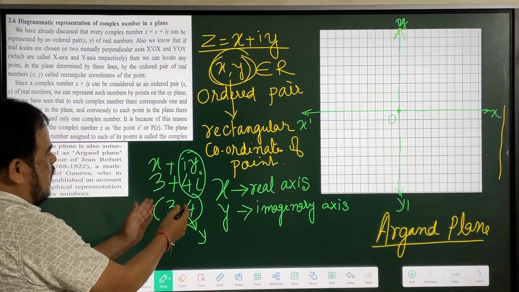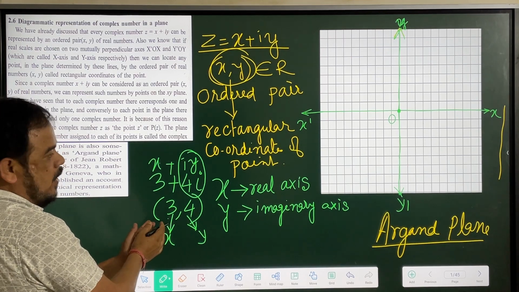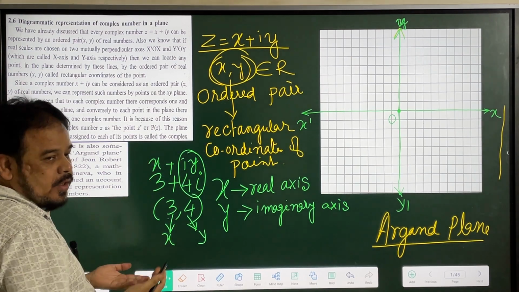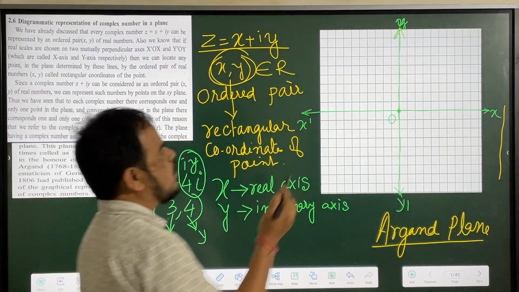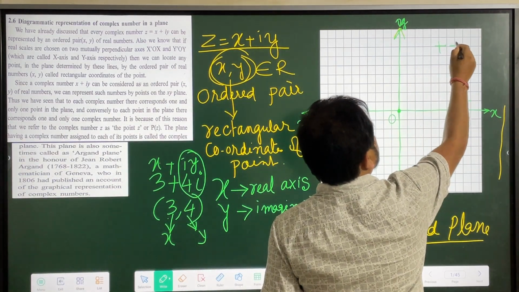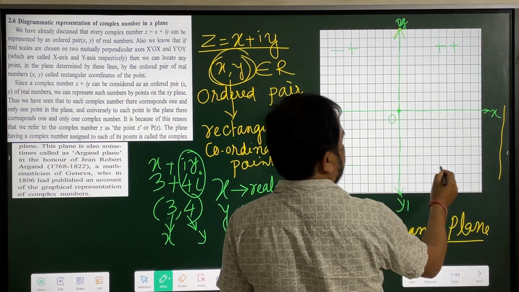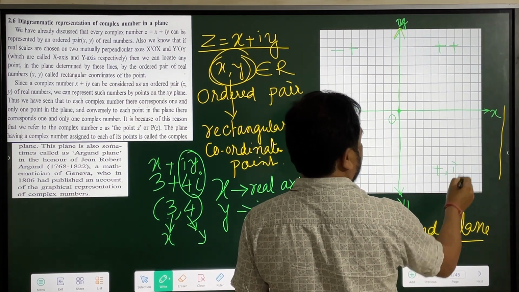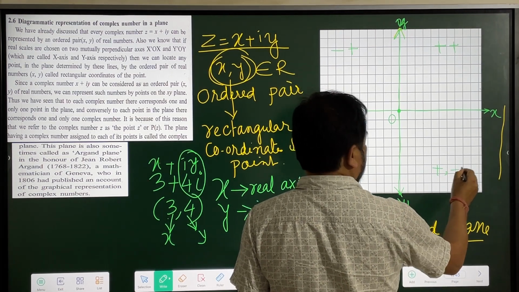So from the complex number, whenever we get an ordered pair, that can be plotted, which we know already. Graphical representation of any point we know, because the first quadrant is for plus plus, this is minus plus, this is minus minus, and this is plus minus. That we know already.